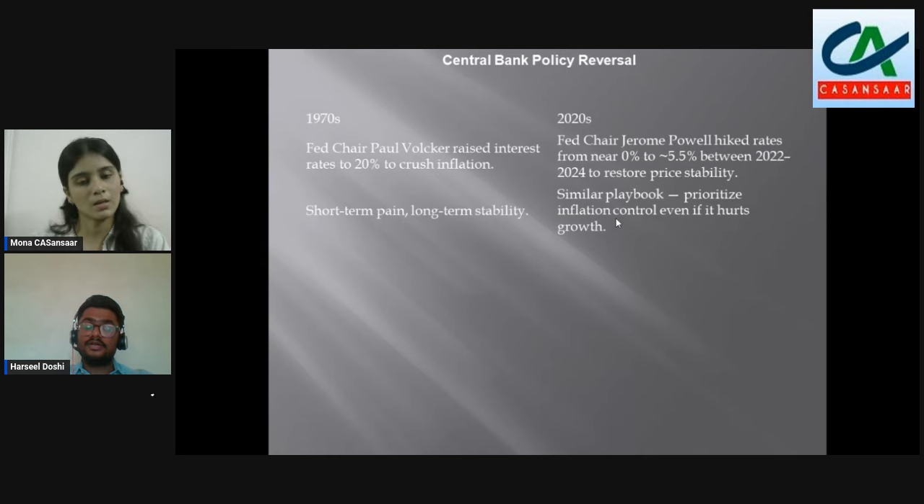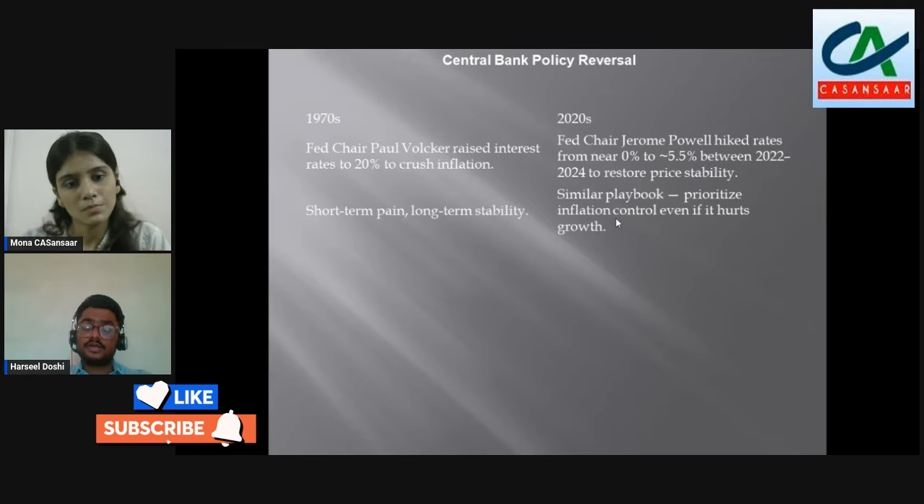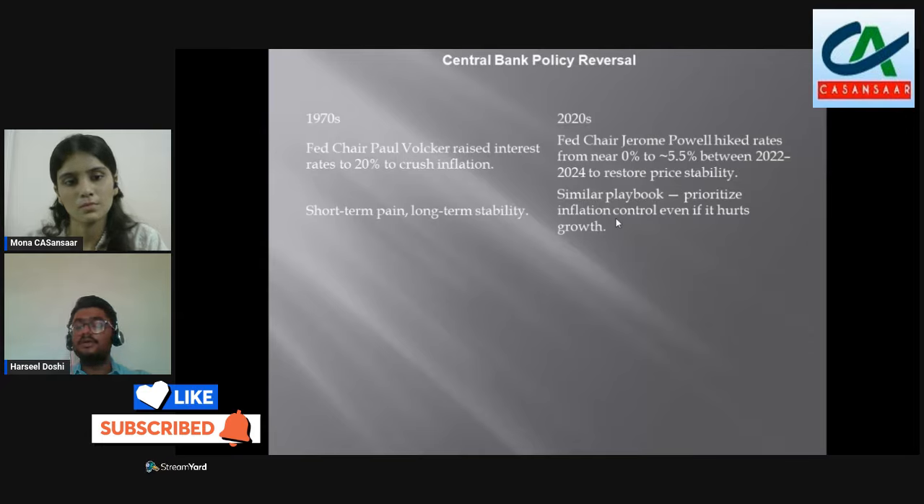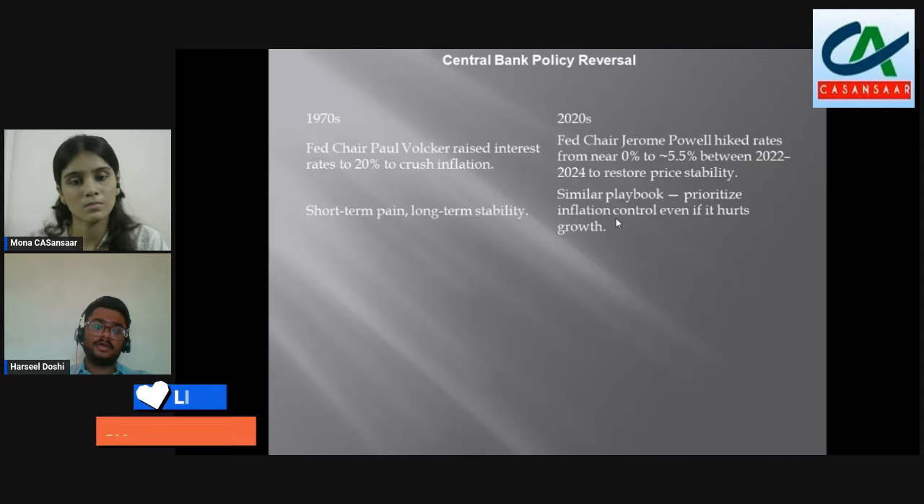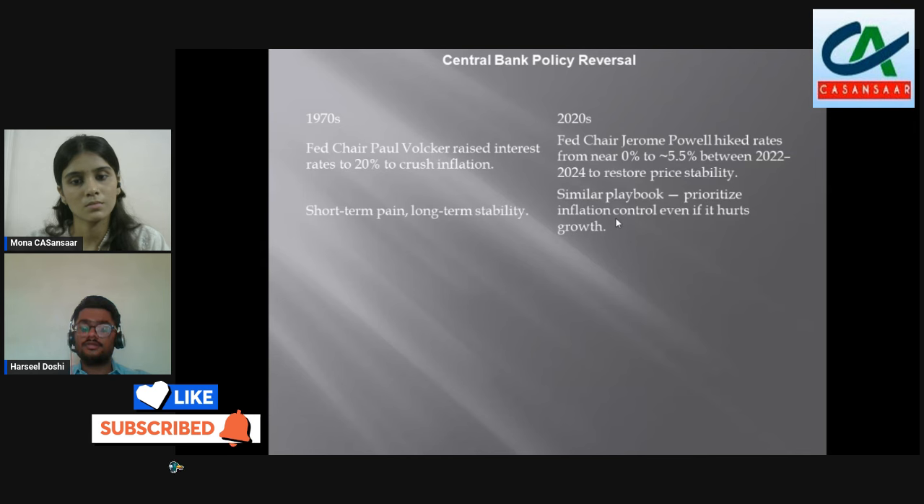In the 1970s, Paul Volcker raised interest rates and crushed inflation. In the 2020s, we have seen Jerome Powell raise interest rates in 2022 to 5.5%. So short-term pain for long-term stability was the concept of the Fed in the 1970s, and in 2020 a similar thing was played by Jerome Powell as well.